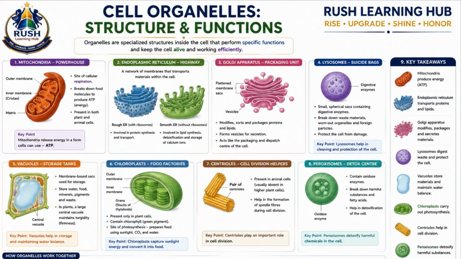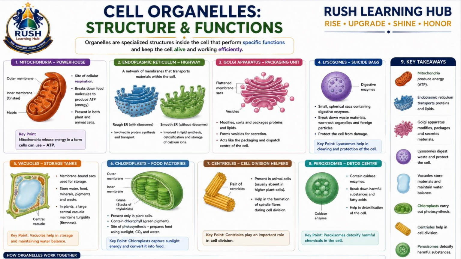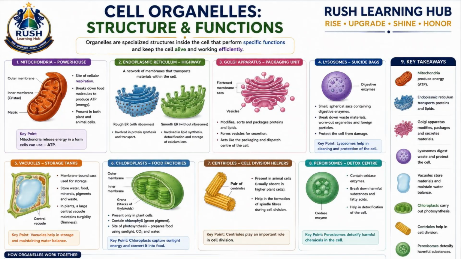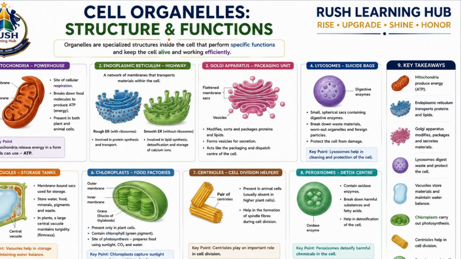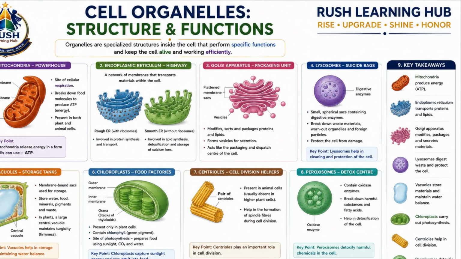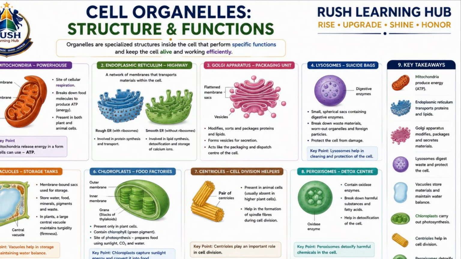Students, let us now understand how all these organelles work together. The nucleus acts as the control center and gives instructions. Ribosomes manufacture proteins. The endoplasmic reticulum transports proteins and lipids. The Golgi apparatus modifies and packages these materials. Lysosomes clean and recycle cellular waste.